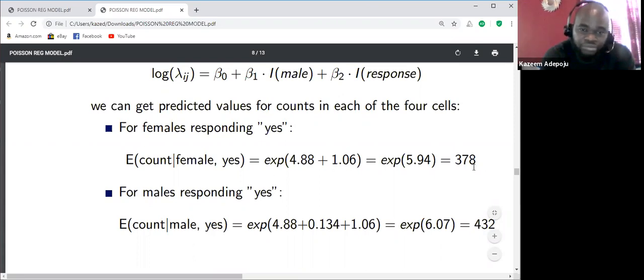For male responding yes, you're actually going to use all of it, so all of them are going to be 1. So for the intercept 4.88, plus 0.134 times 1, which is this one, and 1.106 times 1, which is this one. The exponential of that will give you 432.